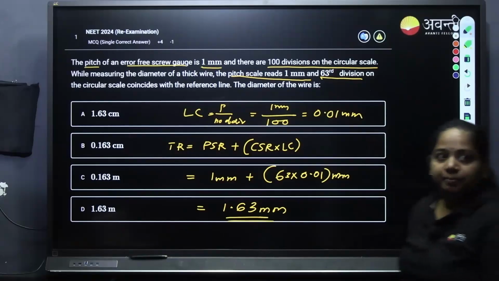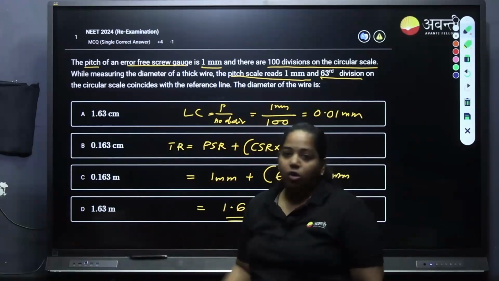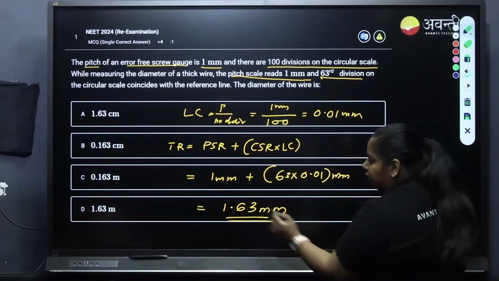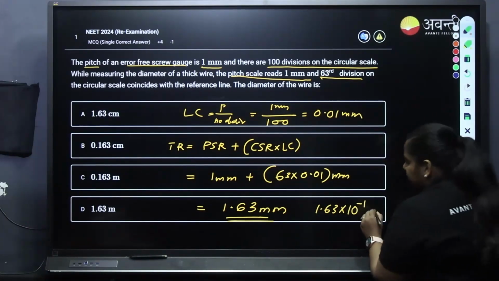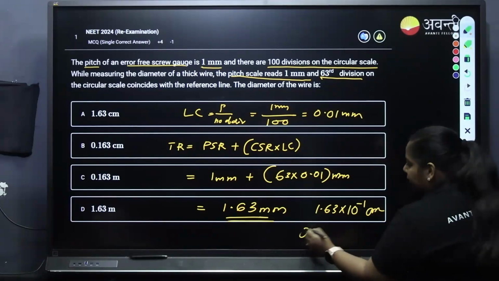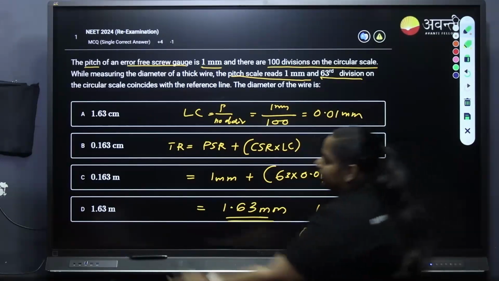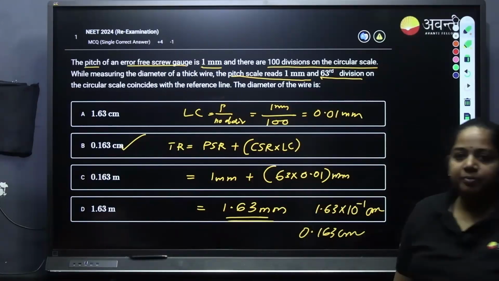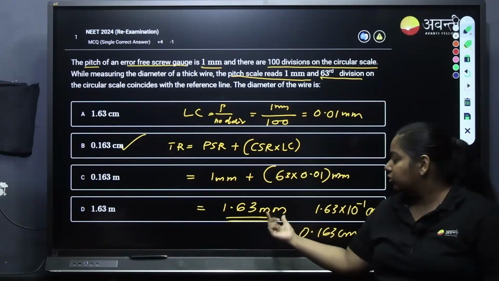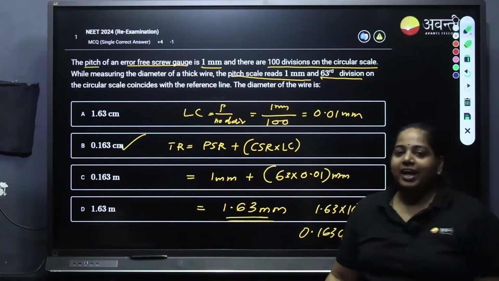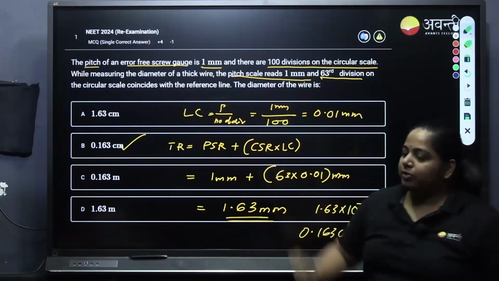So what do we have to do? We have to convert. It is given either in centimeter or meter. Centimeter means divide by 10 from millimeter, 1.63 into 10 to the power minus 1 centimeter. That will become 0.163 centimeter. Is that there? Yes, the option is there, B is the correct answer. So sometimes you will get the correct answer but you just have to focus on the unit also. That's why your physics teachers have been saying that if the unit is not there, they will reduce half a mark. Because of the unit, you can miss the option.